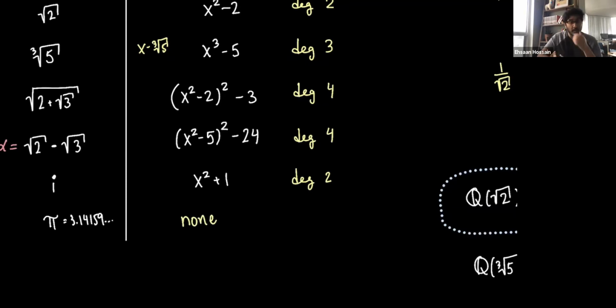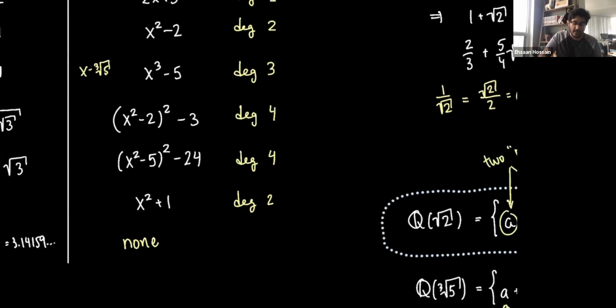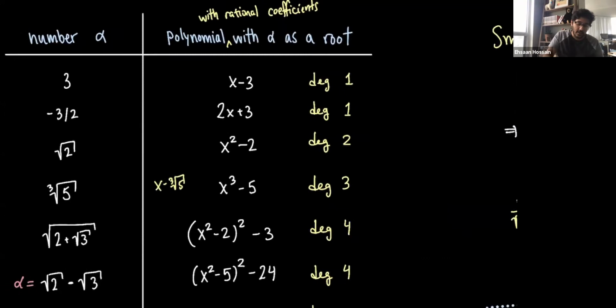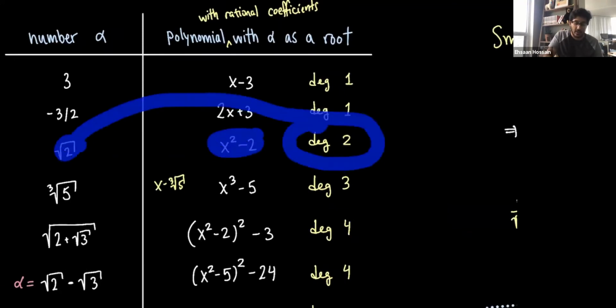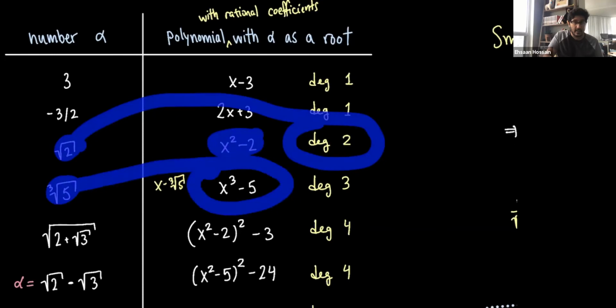There's no polynomial with that property. And so we say that the degree of pi is infinite. So the degree of root 2, the degree of this polynomial is 2. So we define the degree of root 2 as 2. The degree of cube root of 5, since its polynomial had degree 3, we define the degree of cube root of 5 to be 3.